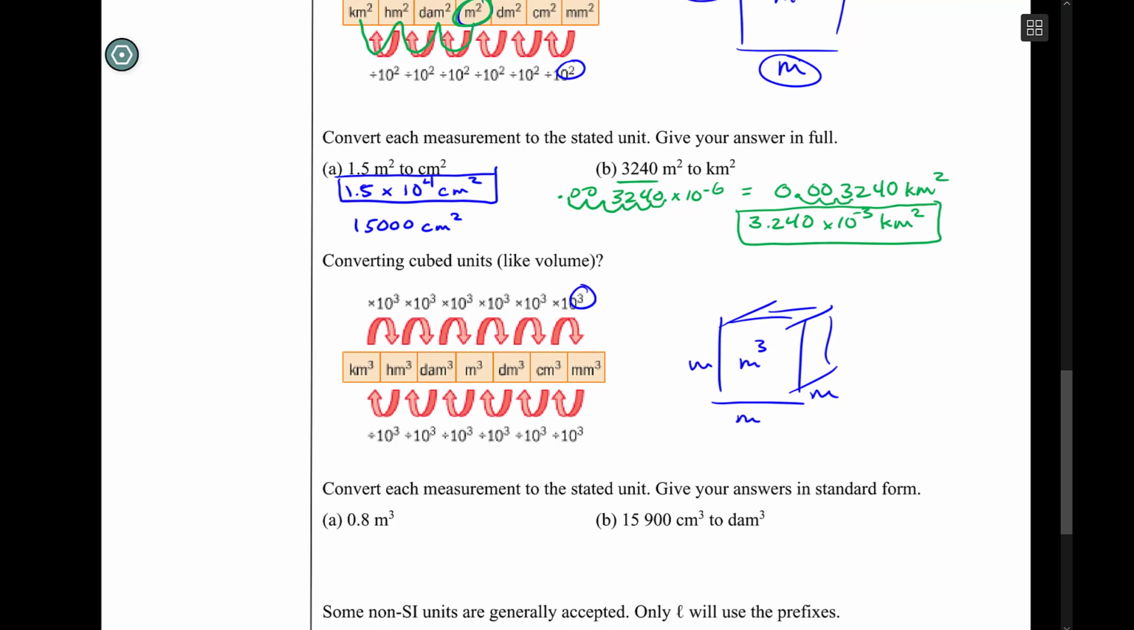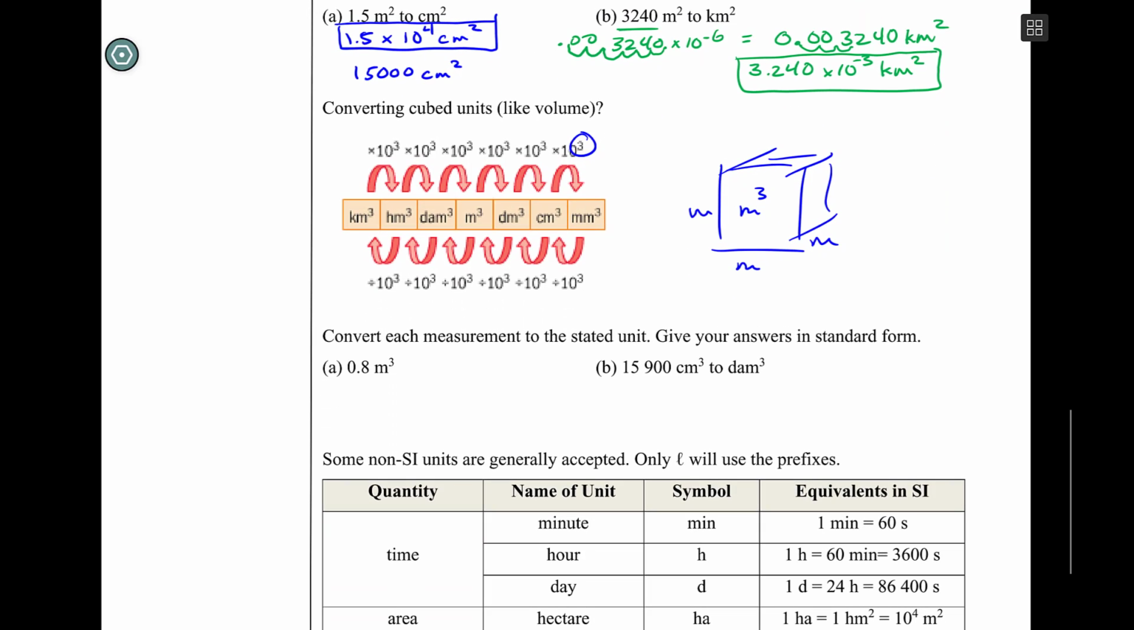Let's try a couple of those examples. Convert each measure to the stated unit. Give your answers in standard form. Okay, so we have 0.8 meters cubed. Oh, I don't actually have any conversion there. Let's go ahead and do this to centimeters cubed. Okay, so to go from that direction, we are going from meters to centimeters cubed.